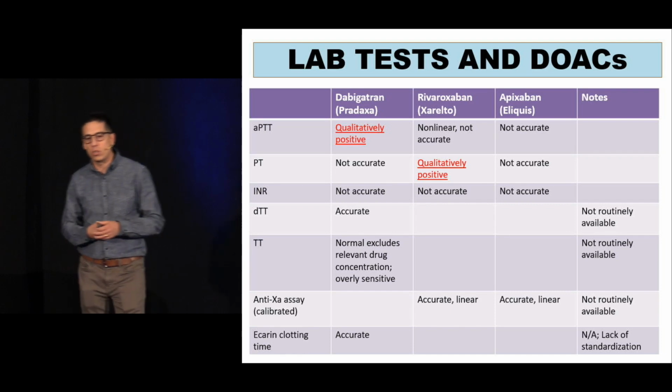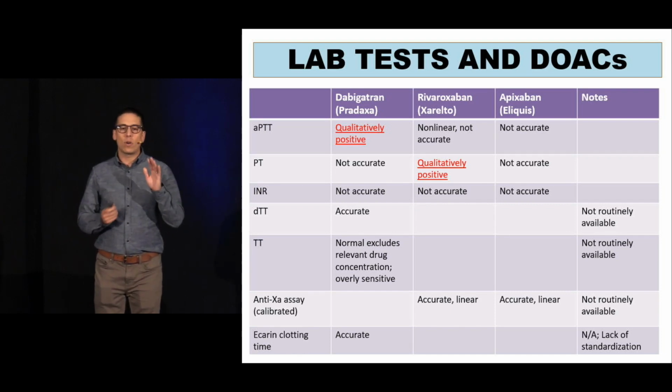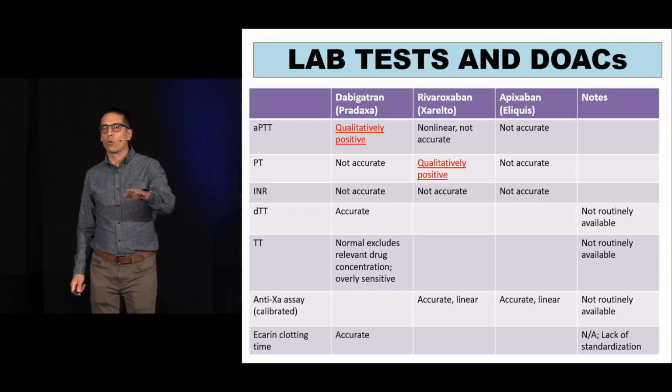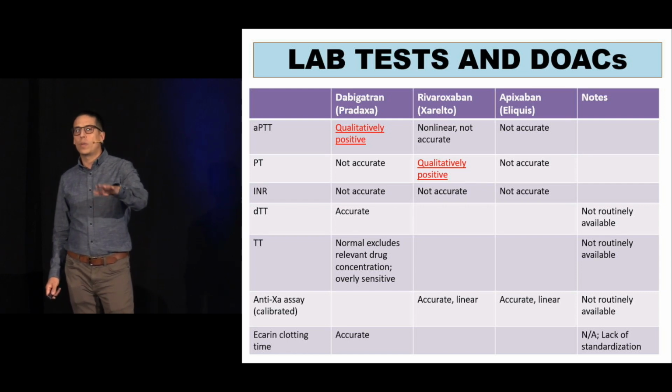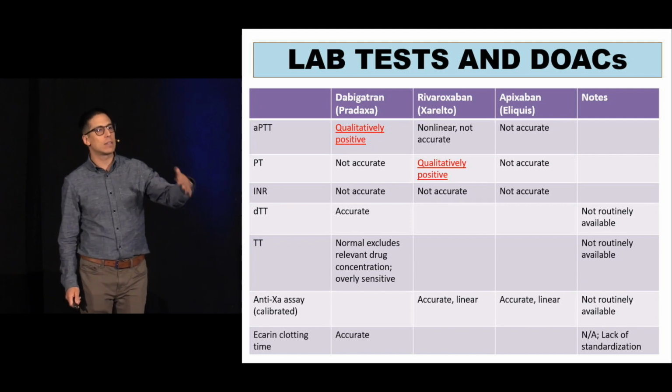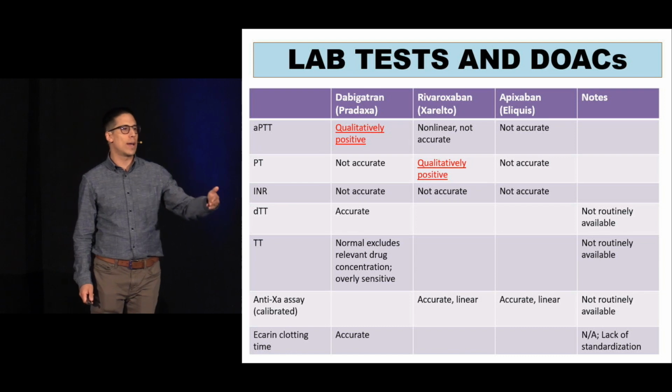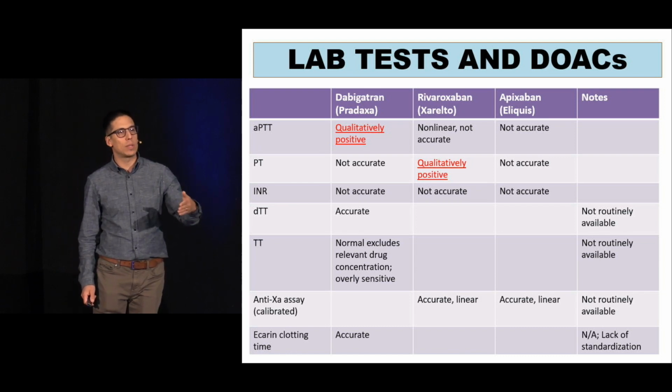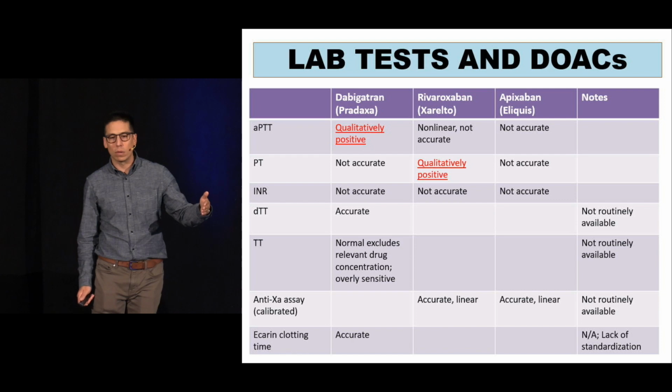Okay, so how can you use it? Well, if you are therapeutically anticoagulated or greater with dabigatran, your PTT will be qualitatively elevated. So how high it's elevated doesn't tell you how anticoagulated you are, but the fact that it's elevated tells you there's still some drug around, and the effect of that drug is probably therapeutic or perhaps more.